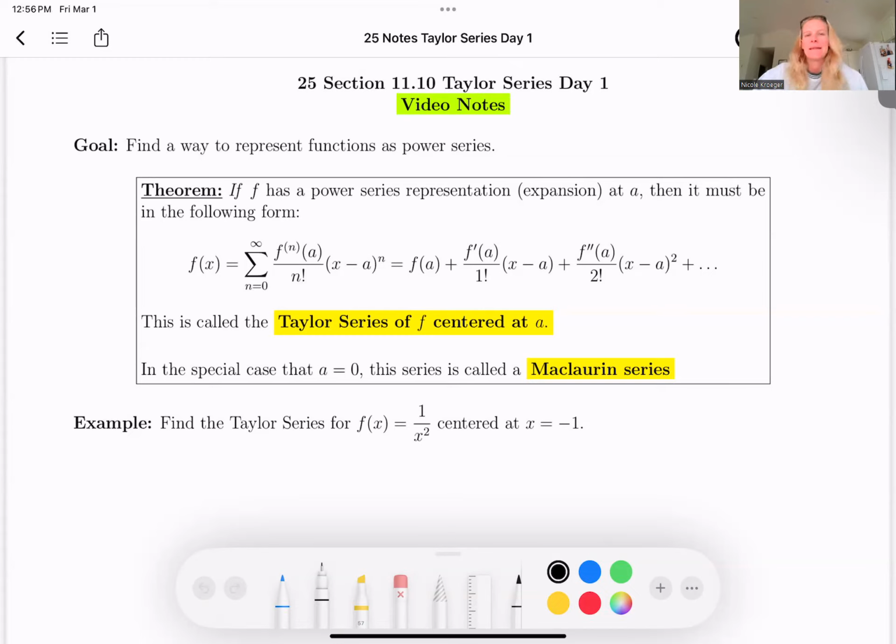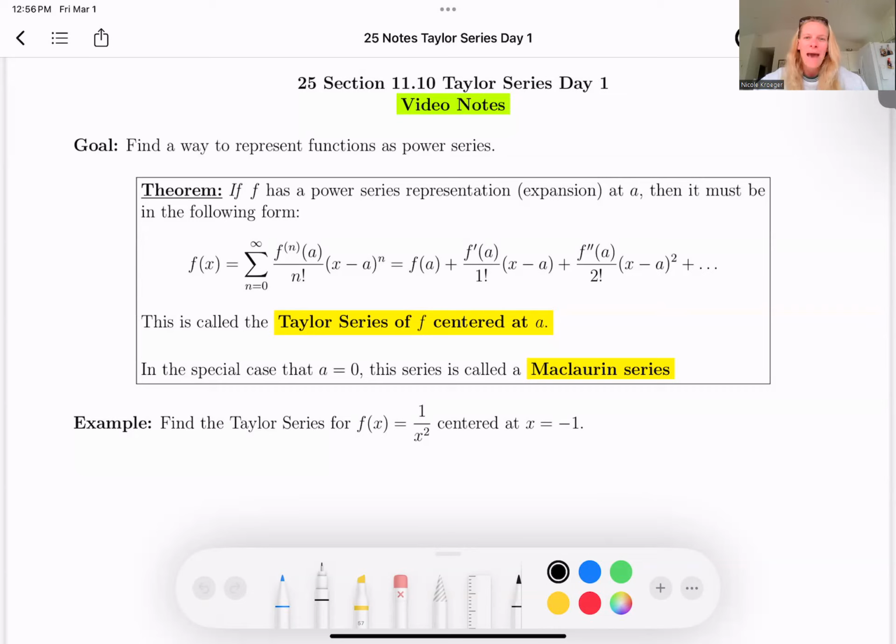This is going to be a way to represent functions as power series. So we remember power series have x to powers in them. And so our goal is to take something like the function sine of x or cosine of x and rewrite those as power series. And you might think that that seems like a weird thing to do. Why am I going to rewrite sine as an infinite sum of things?